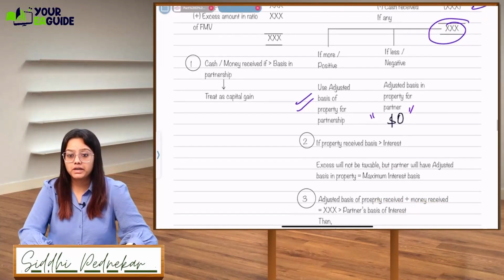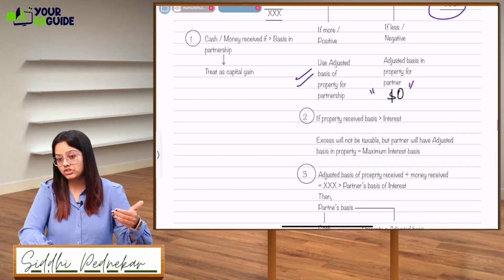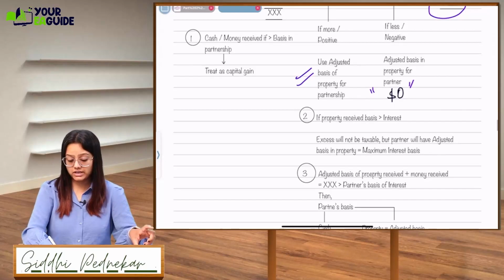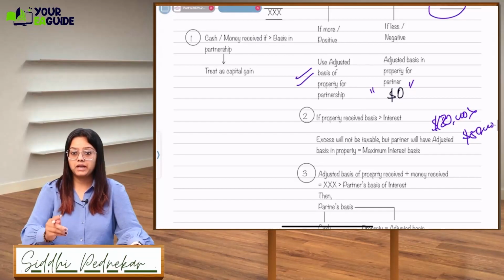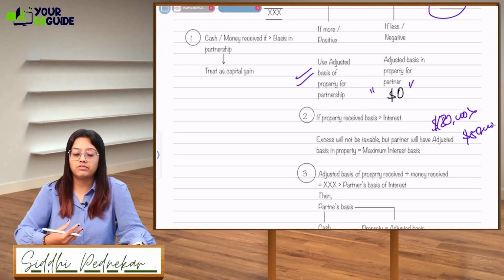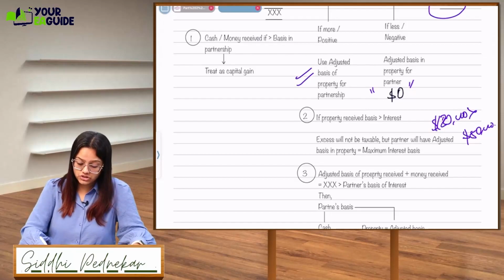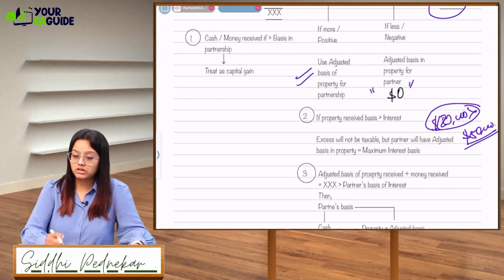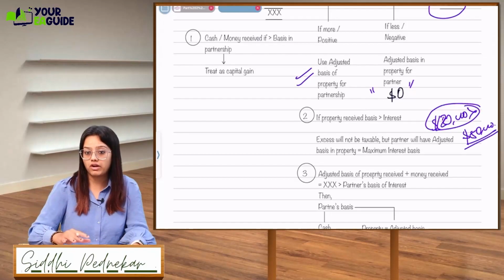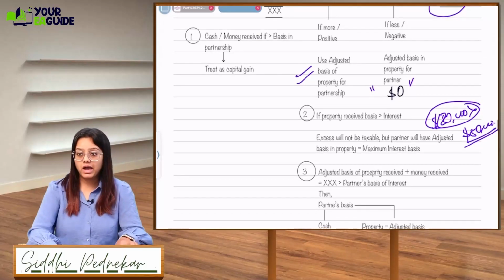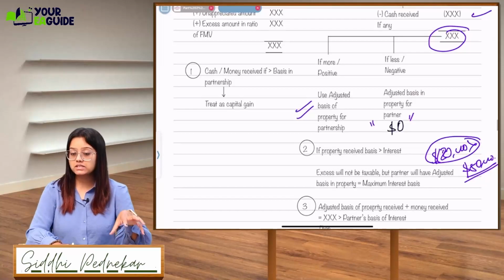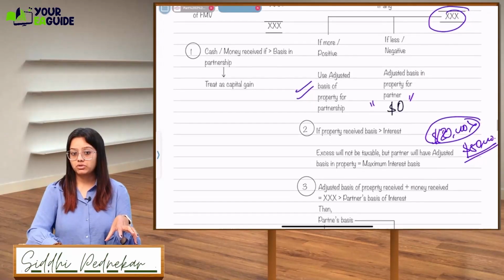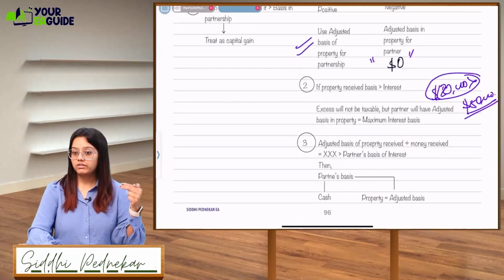Okay, if you are receiving property which has a basis, in our example 1,20,000 we received, right? It was having more value than the basis of 80,000, then what will happen? The excess will not be taxable, but the partner will have the adjusted basis in the property, which means the property will have an adjusted basis of 80,000, not more than that. Okay, you have to remember that example. If you are studying right now from the book, please mark down these examples in the book so you can remember and revise them again and again.